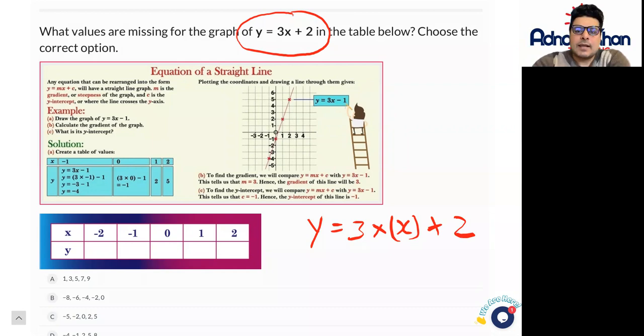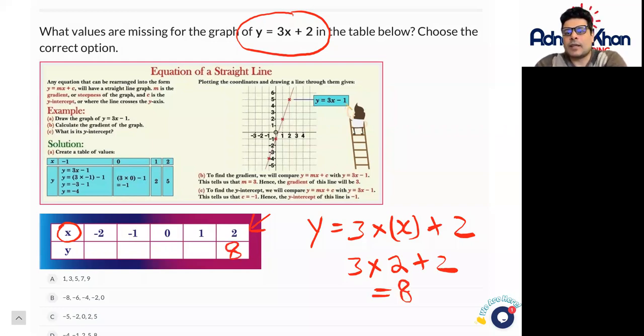Now the x variables are shown here. So these are x's: minus 2, minus 1, 0, 1, and 2. Let's start with this one first. Let's start with a positive number just to give you an idea of how this works. So let's do 3 multiplied by 2, so you just put the 2 in place of the x, and then you add 2. So 3 times 2 is 6, 6 add 2 is going to be 8. So we just stick the 8 here, and that will give us the y coordinates as we're going along.